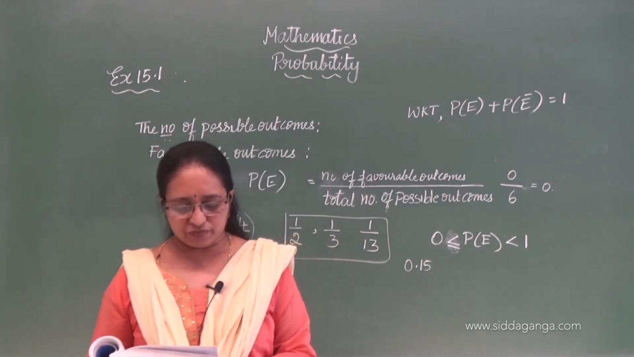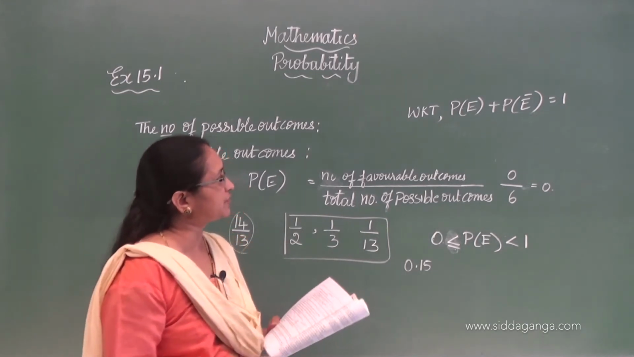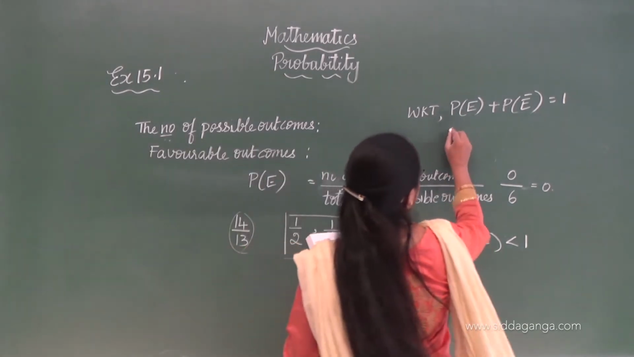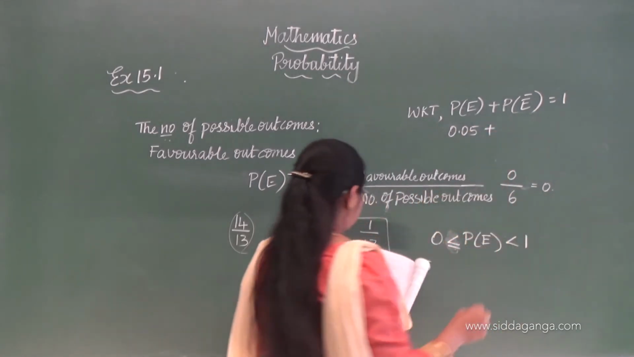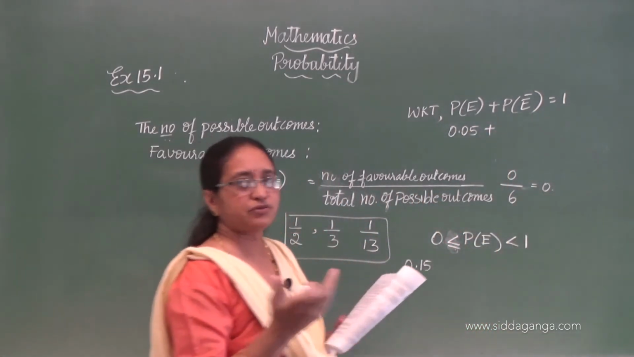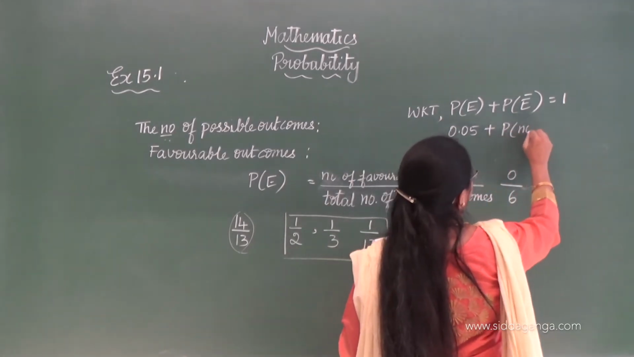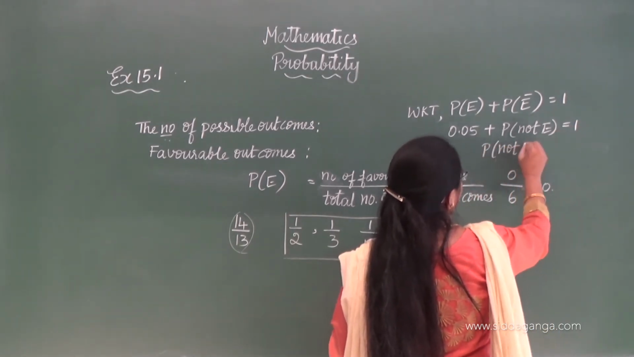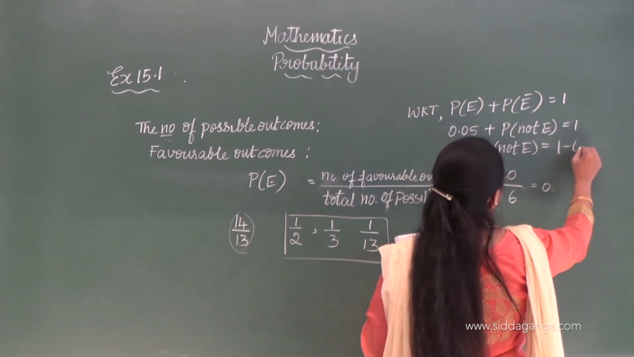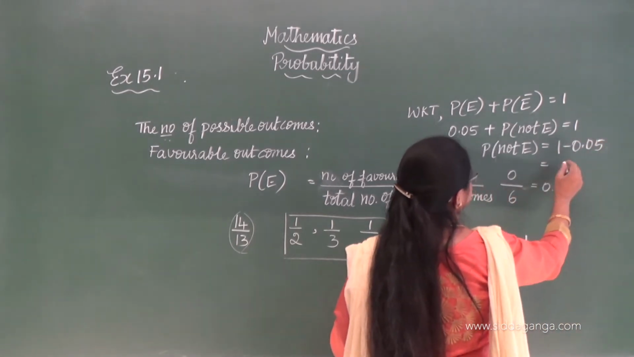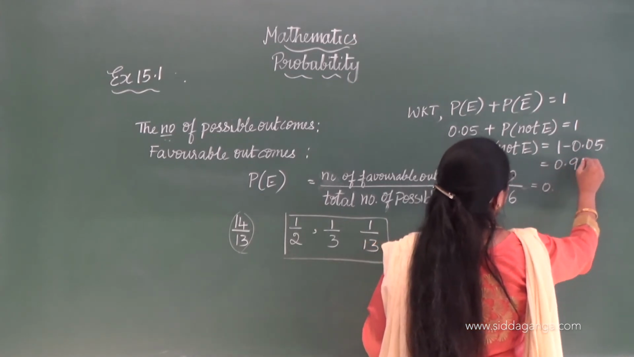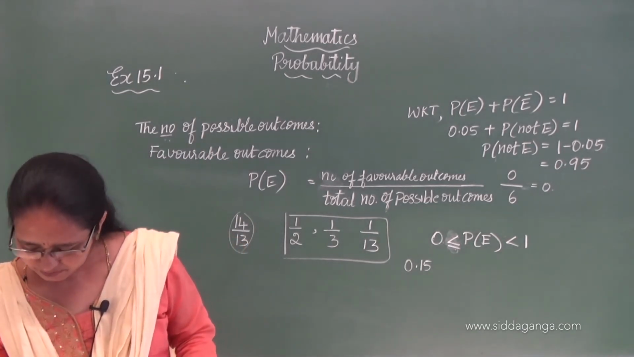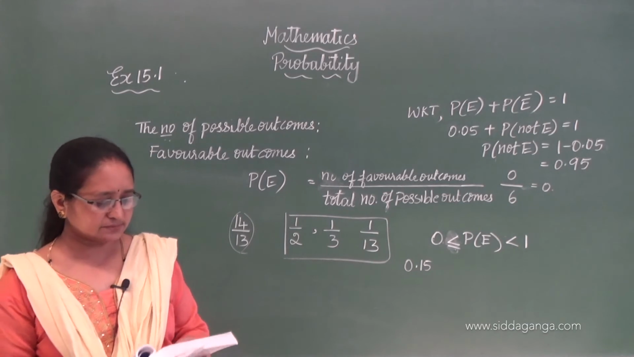Next, the fifth one: if P of E is 0.05, then they are asking what is the probability of not E. Already we found out that P of E plus P of not E is equal to 1. Therefore, P of not E is equal to 1 minus 0.05, that is 0.95. Okay, P of not E is 0.95.